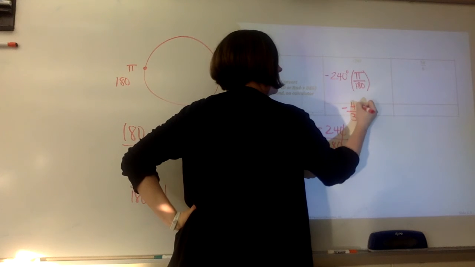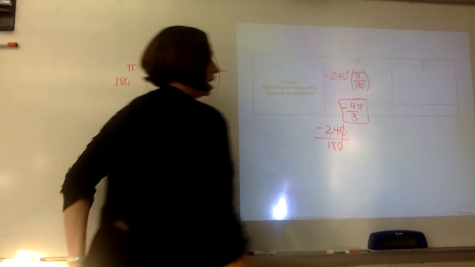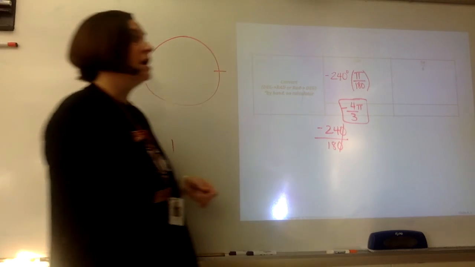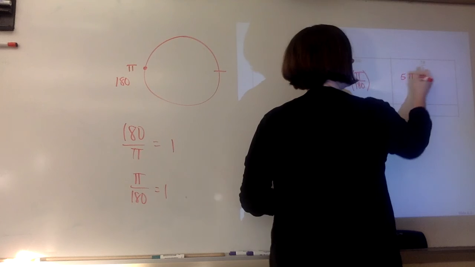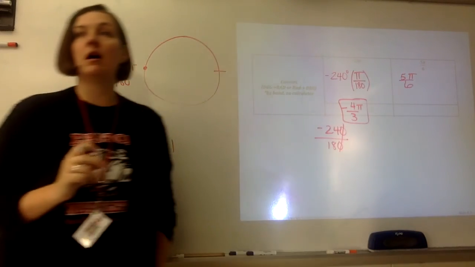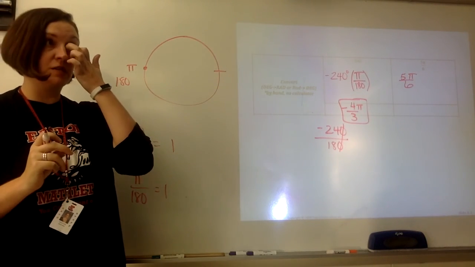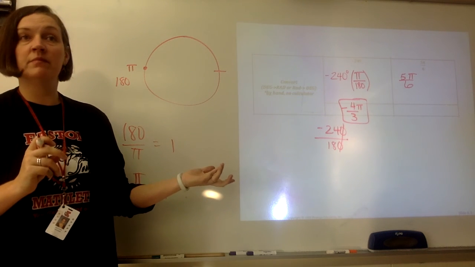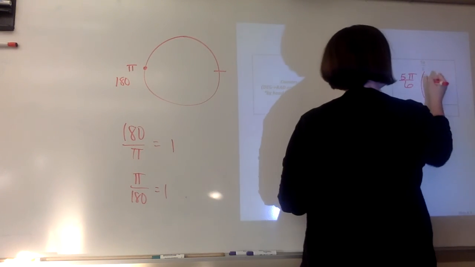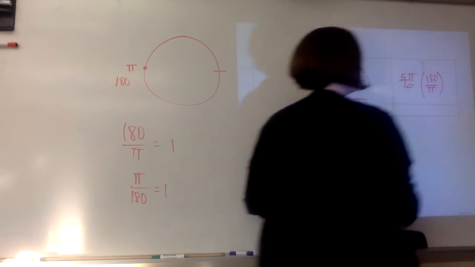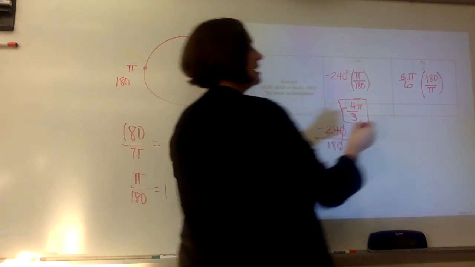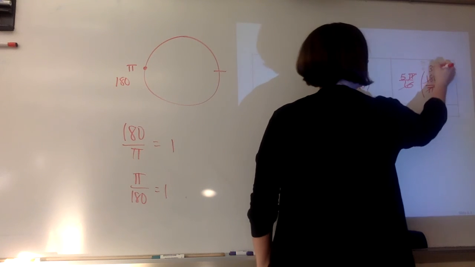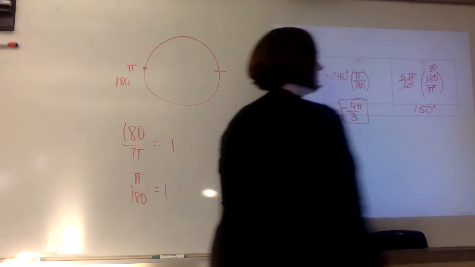4 over 3 with a pi in the top. Conversion factors: 180 over pi or pi over 180. If I look at 5 pi over 6 and I want to go to degrees, who does not belong? What part of the fraction is wrong for degrees? Do degrees have pi in them? No, which means I then have to choose 180 over pi, because what happens with my pi's? They cancel and go away. 180 divided by 6 is 30. So this is 150 degrees.